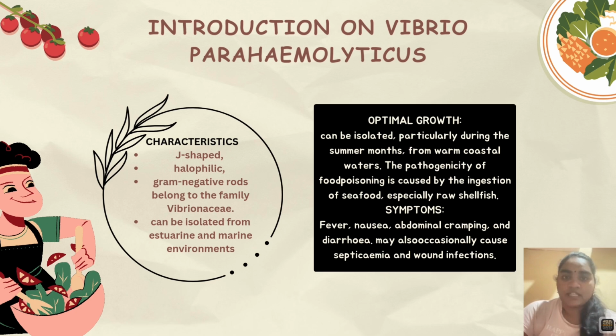This bacterium is a known cause of foodborne illness, primarily resulting from the ingestion of contaminated seafood, especially raw shellfish. Infection can lead to symptoms such as fever, nausea, abdominal cramping, and diarrhea, while gastrointestinal illness is most common. Vibrio parahaemolyticus can also cause more severe conditions like septicemia or wound infection. Understanding these properties and risks is essential for the prevention and management of infection caused by Vibrio parahaemolyticus.